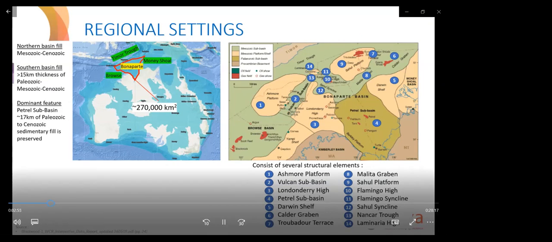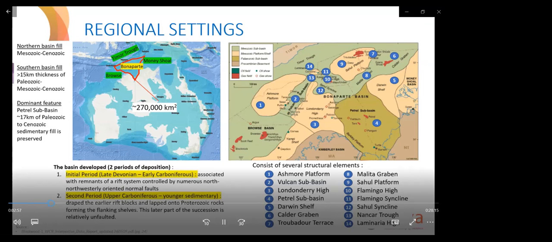How does Bonaparte Basin develop? There are two periods of deposition. The initial period occurs from late Devonian to early Carboniferous, which is associated with remnant of a rift system controlled by numerous northwesterly oriented normal faults. The second period occurs during Upper Carboniferous to younger sedimentary, which draped the earlier rift blocks and lapped onto Proterozoic rocks, forming the flanking shelves. So there's no faulting in this later part of the succession.